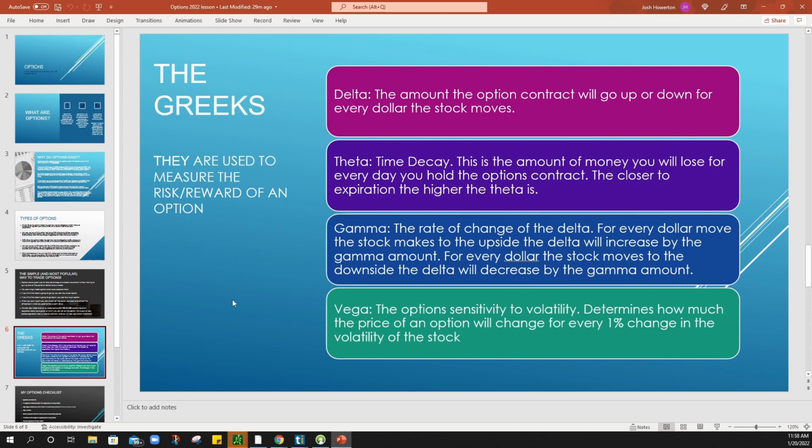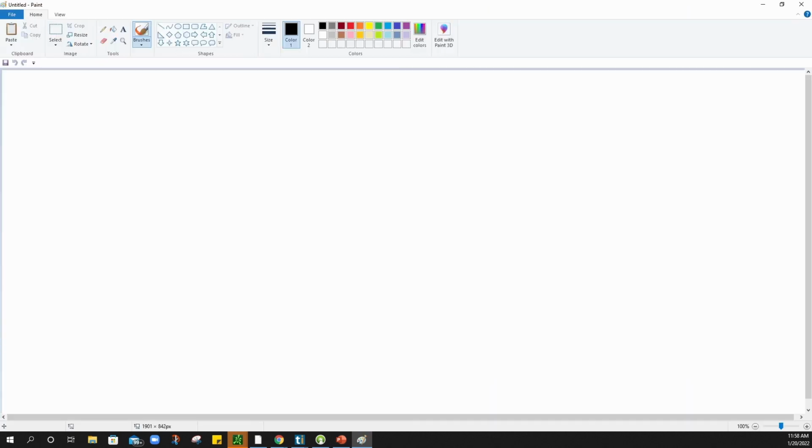And the theta represents the time decay. So the theta is the amount of money that you will lose for every day you hold the options contract. The closer to expiration you get, the higher the theta is. Believe it or not, the theta is like a little something like this. So let's say you have like a little axis, right? And this is the theta.